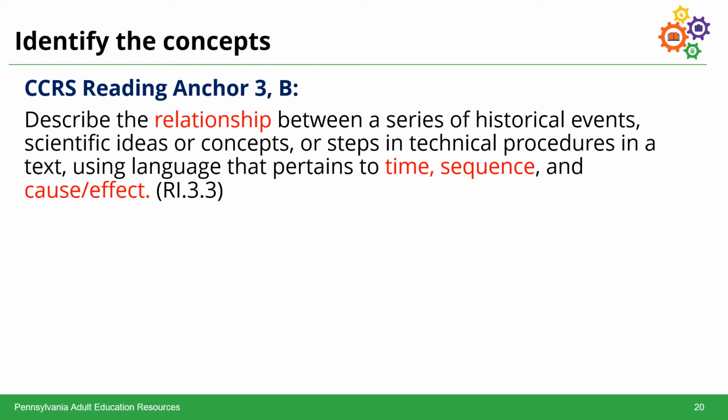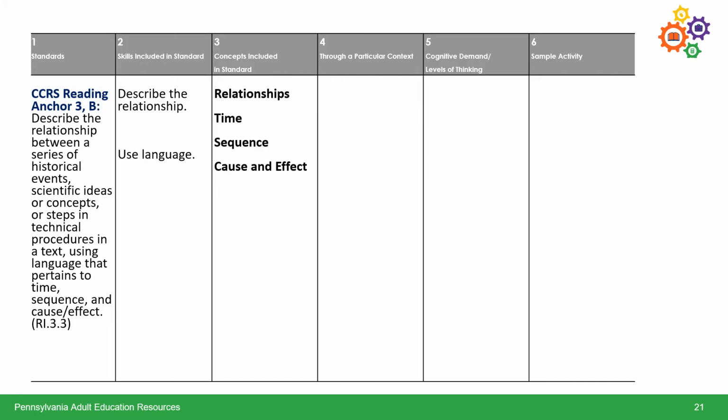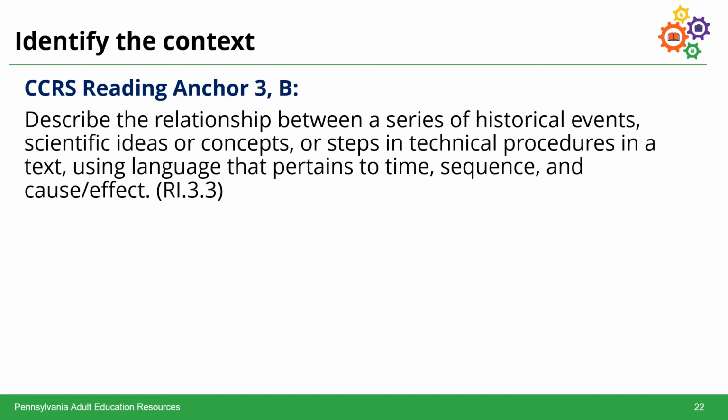Did you identify these concepts? The concepts in this standard and level descriptor are relationship and time, sequence, cause and effect. Your unpacking chart might look like this right now. Let's look at the standard again. The next step in unpacking is to identify the context in the standard. Take a moment to read the standard and identify the context. Once you have identified the contexts, list them in column 4 in your unpacking chart.